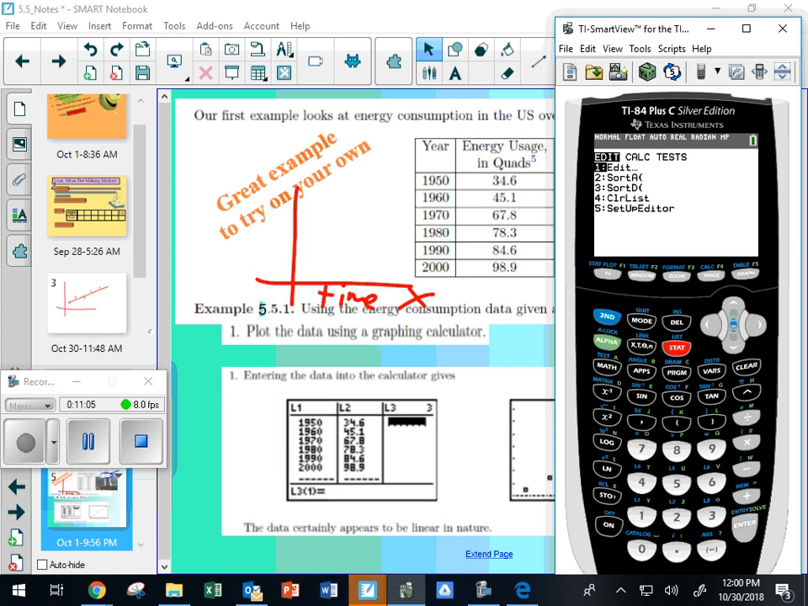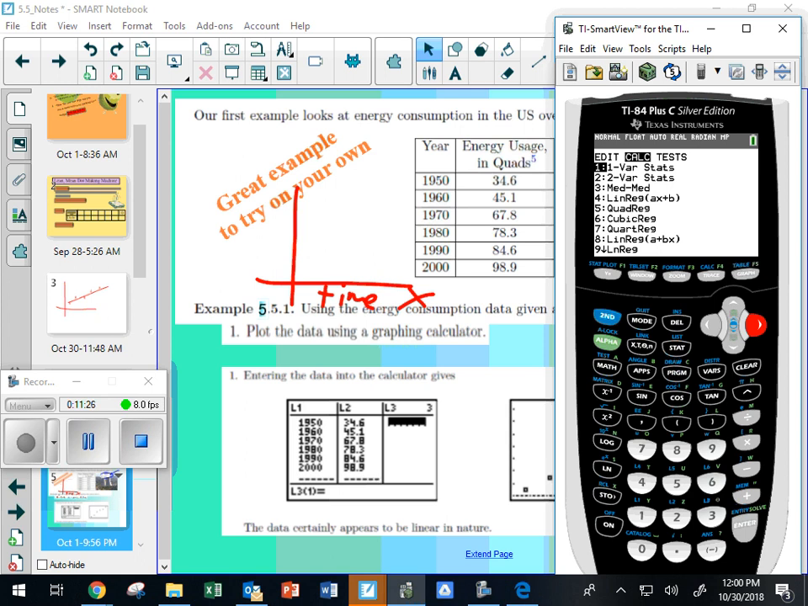Where do you think we're going to go next? Calculate. Calculate over here. And in the calculate, I have a few choices. I'm going to show you how to do what's called one variable stats. Why? Not because of today. This is a little side thing I'm going to do to help you with the ACT.